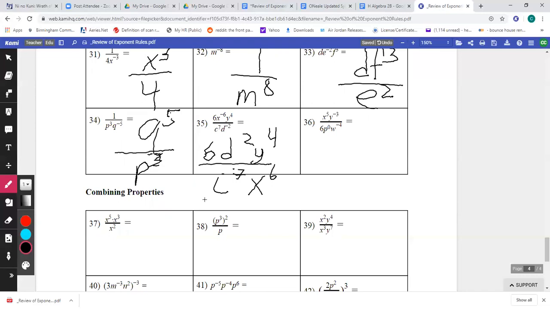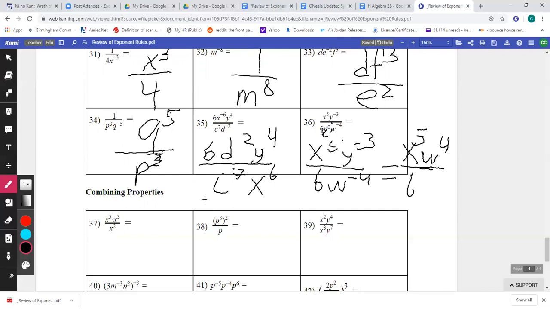36, once again, p to the 0 just becomes 1. So this just becomes x to the 5th, y to the negative 3, 6w to the negative 4. Whenever you see something to the 0 power, it's just 1. And 6 times 1 is just 6. Now I'm going to flip the negative exponents. So this is going to be x to the 5th, w to the 4th, all over 6, y to the 3rd. Okay.